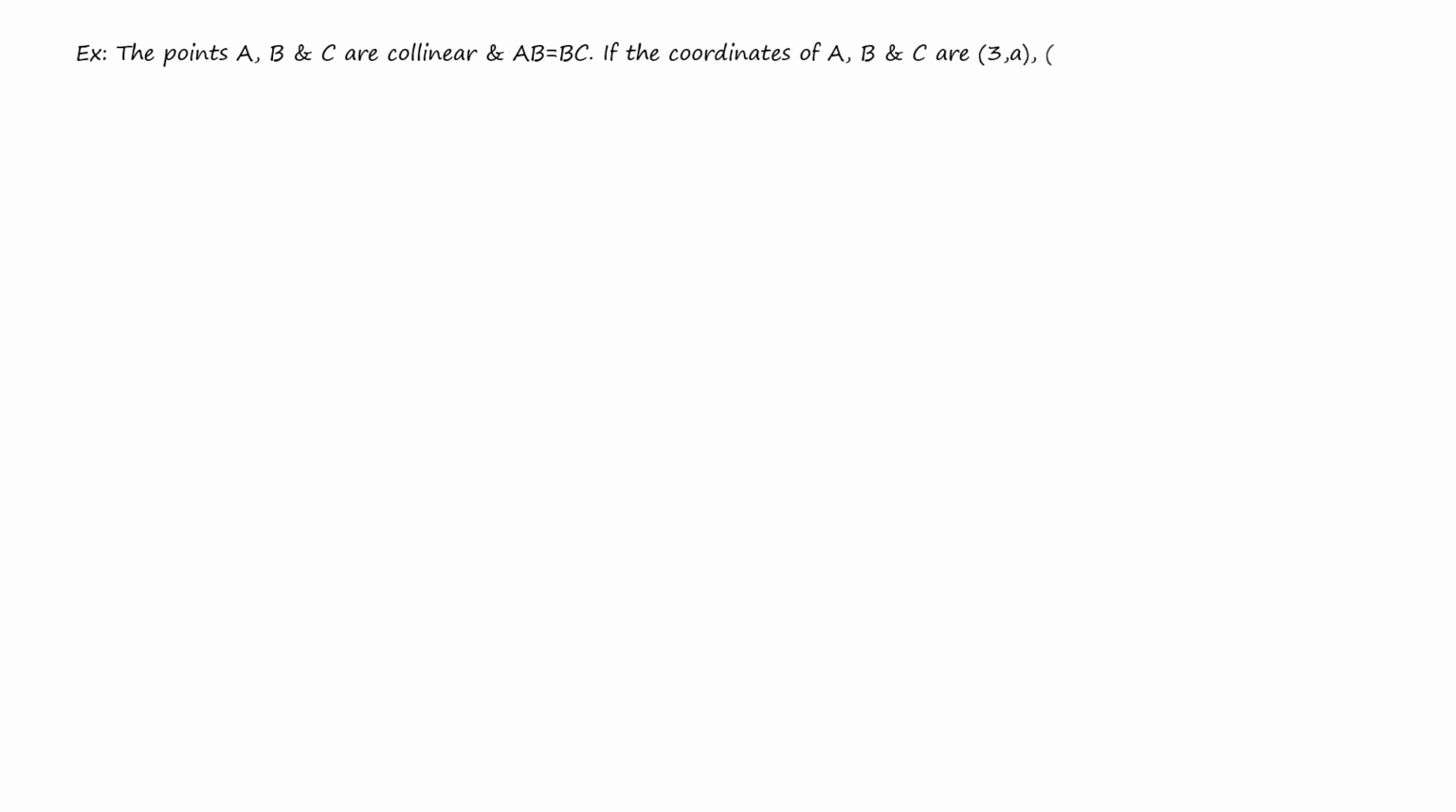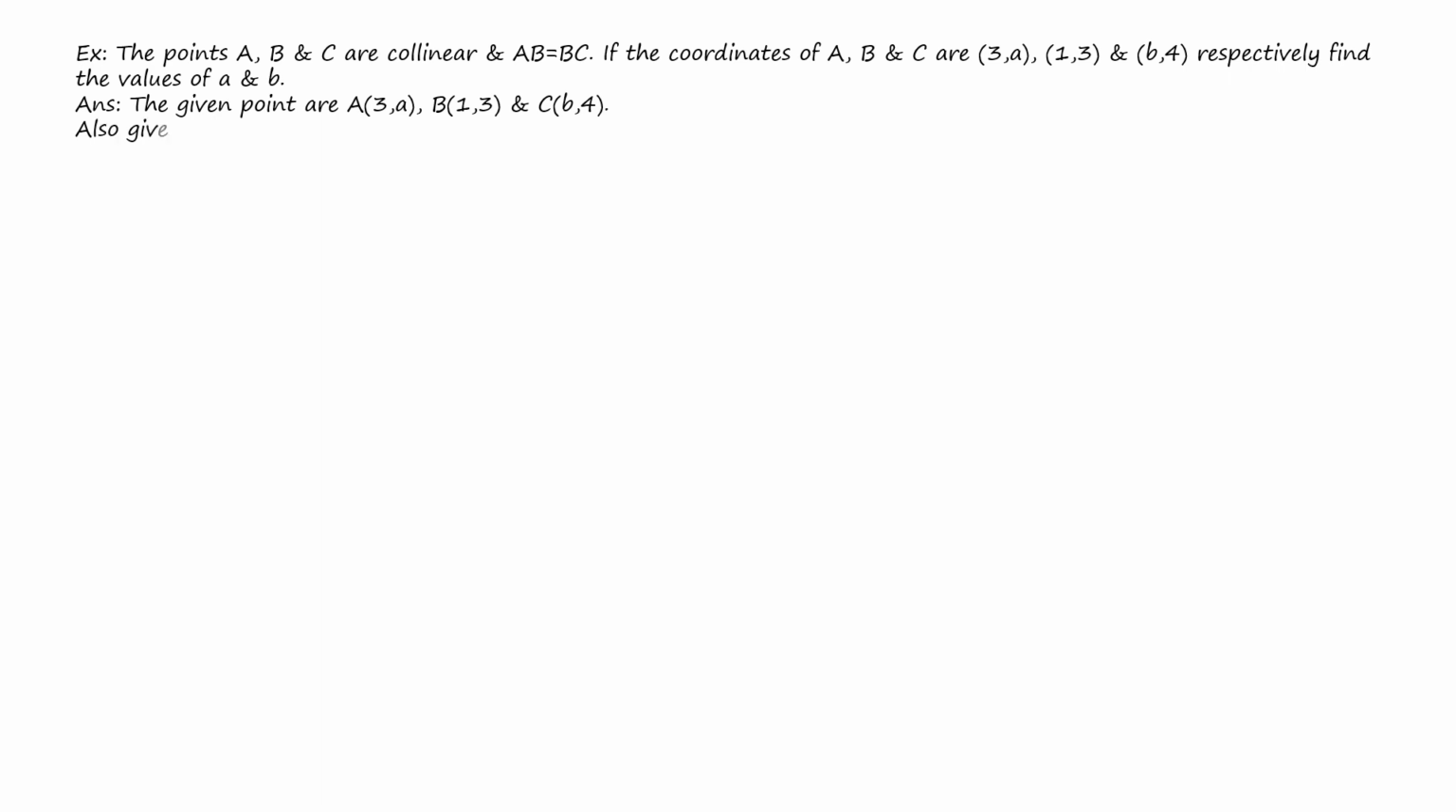The points A, B and C are collinear and AB equals BC. If the coordinates of A, B and C are (3, a), (1, 3) and (b, 4) respectively, find the values of a and b. So the given points are A(3, a), B(1, 3) and C(b, 4). Also given that AB equals BC, that means B is the midpoint of CA.